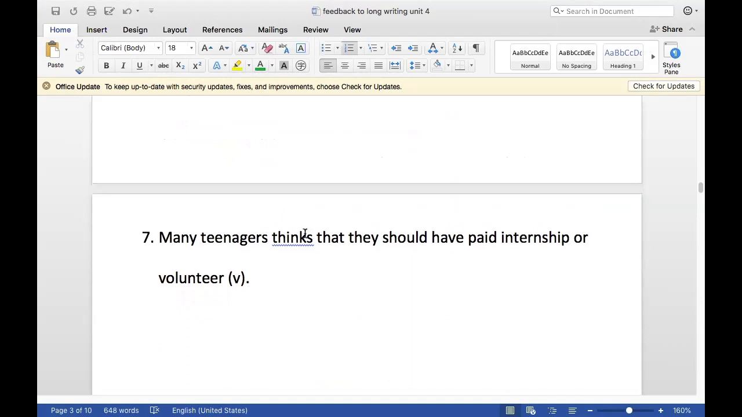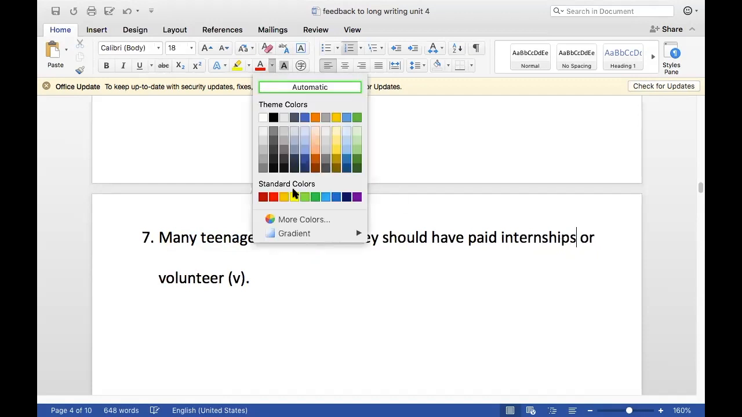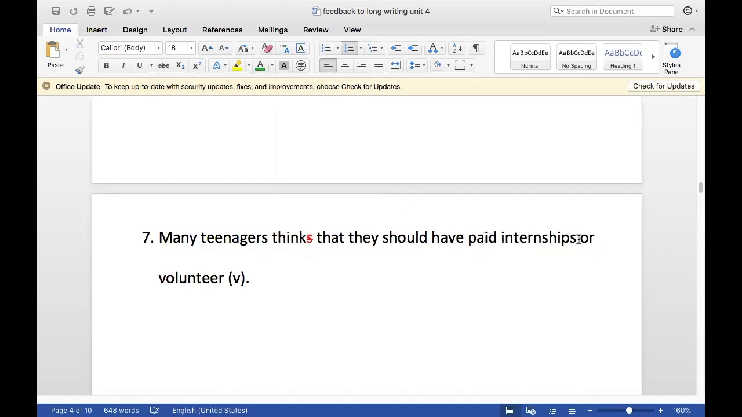Number 7, many teenagers think. So a plural subject is matched with a verb without s, right? So many teenagers think, delete the s, that they should have paid internships. Internship is countable. Put an s here, or you say have a paid internship. Have a paid internship or have paid internships, or they should volunteer. In this case, volunteer is a verb. They should volunteer. That's right here.